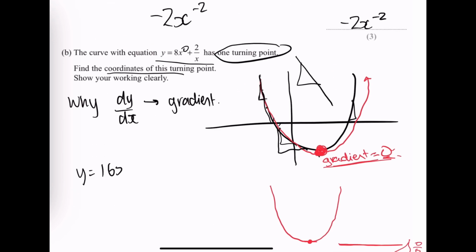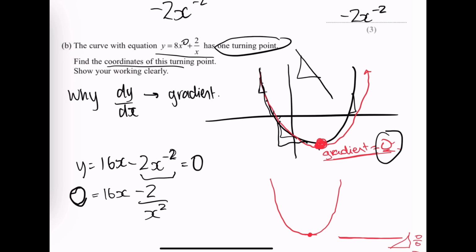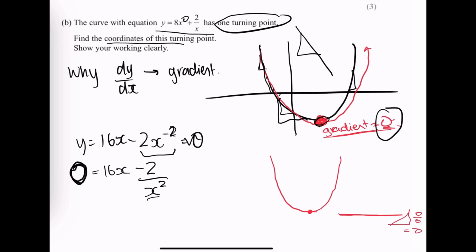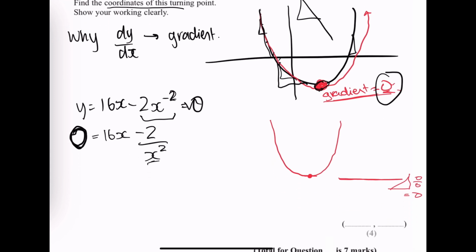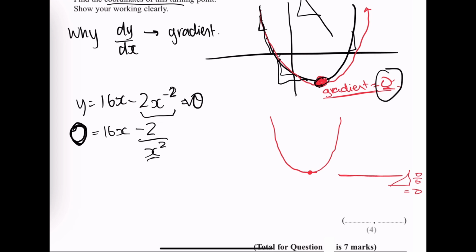So dy over dx is 16x minus 2x to the minus 2 equals 0. To make this easier for us, we are actually going to go back into a fraction. How we go back into a fraction is that x to the minus 2 is the same as 1 over x squared. Because we know that the gradient is 0, we know that this equation equals 0, since we're trying to find the turning point. So now we can find what the coordinate x is. This is just by solving it as a normal equation. We'll put this to the other side because this is the minus. We don't really like minuses, so try and make things as positive as possible.